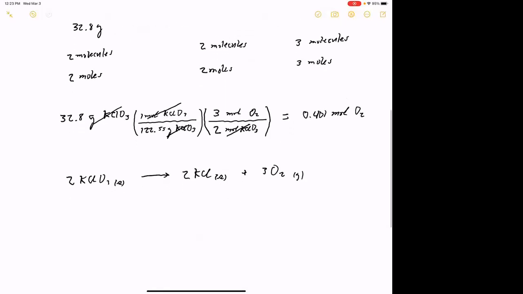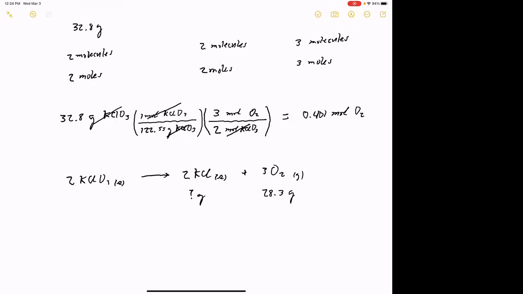Let's say, for example, in this situation, I actually ran the reaction, right? And when I ran the reaction, I collected and weighed out 28.3 grams of O2. So I captured the oxygen and weighed it, okay? And I got 28.3 grams of it when the reaction came to completion, all right? So the question is, how many grams of KCl did I form in that reaction?